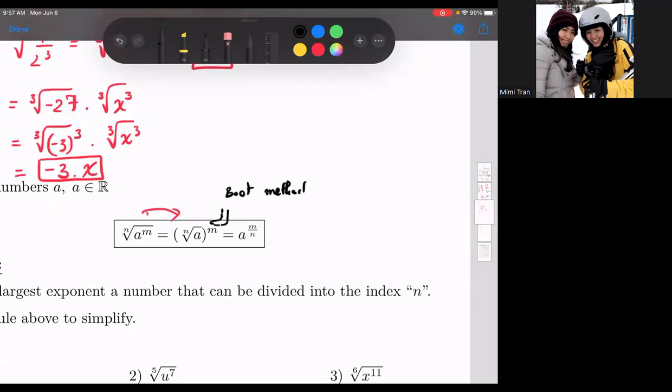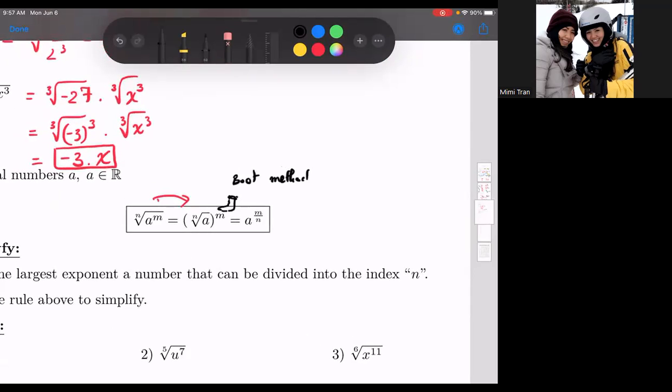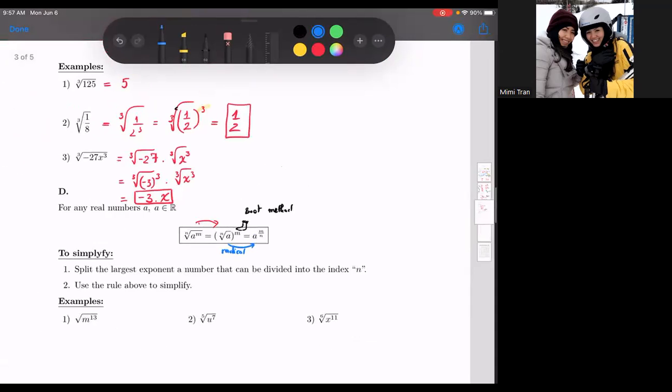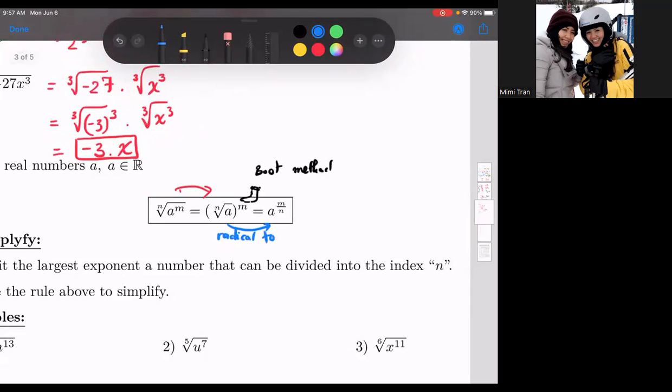Boot method. Right, I don't know how to roll for boot. Okay, so I can convert from radical to expression, what is it called? Radical, rational, no. Exponents, right? I can convert from this step to this step, from radical to exponent, because it's no longer a root, right? When you have an exponent.